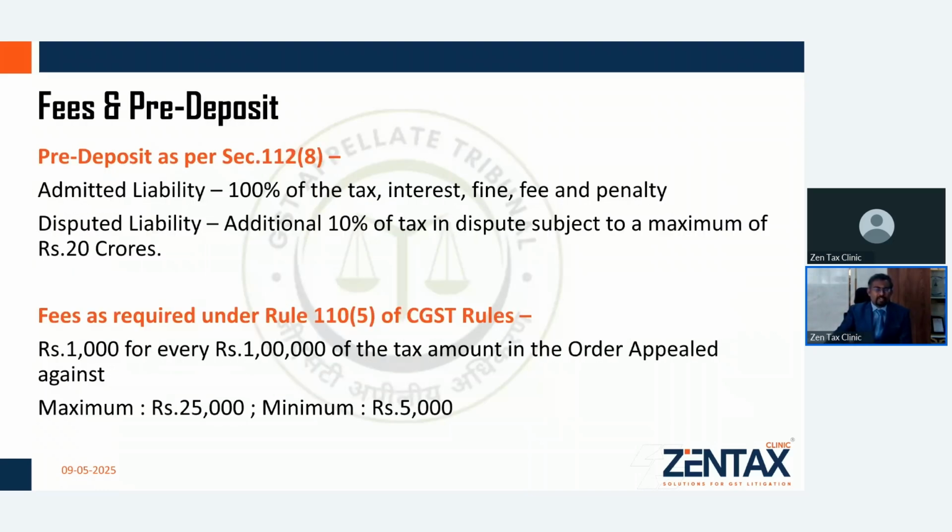Fees and pre-deposit. This is also one of the very significant factors that will impact the filing of an appeal under the provisions of Section 112 of the CGST Act before the GST Appellate Tribunal. That is, for the filing of an appeal against the order passed under Section 107, that is 107 is the first appeal, against the order of the first appeal.